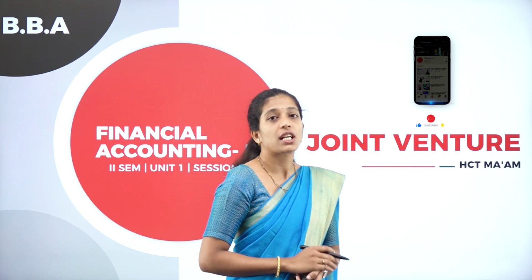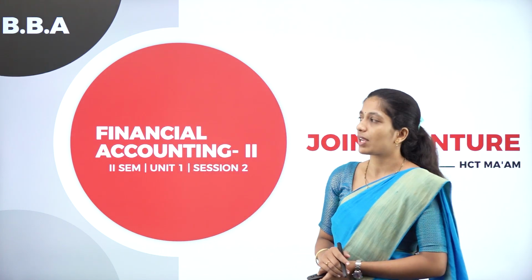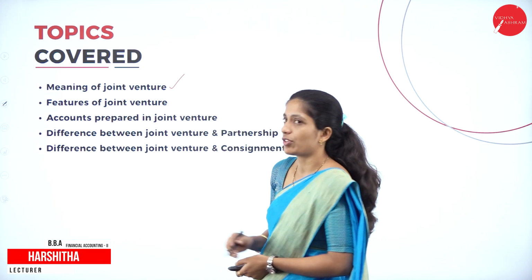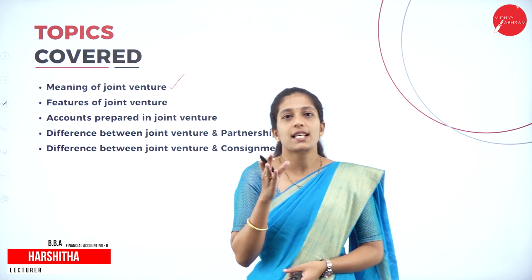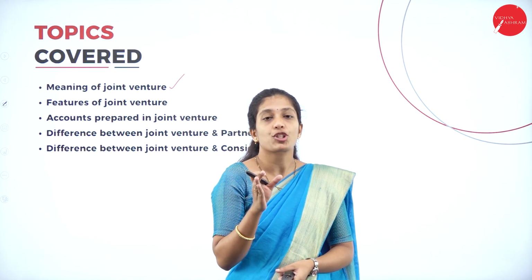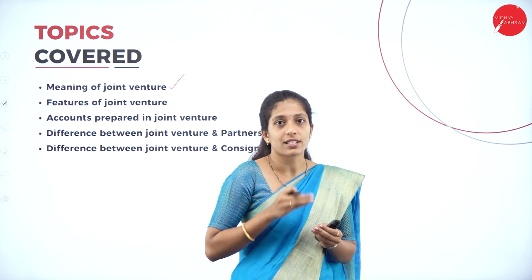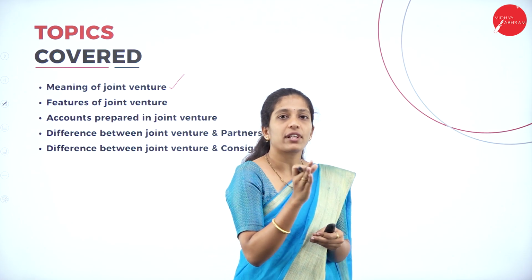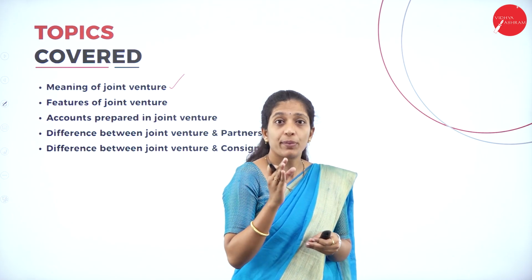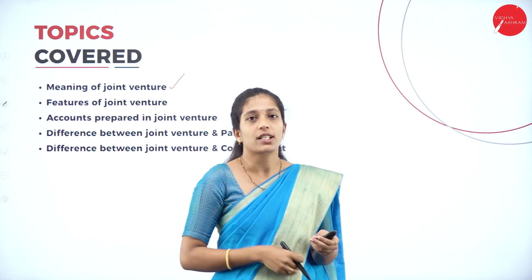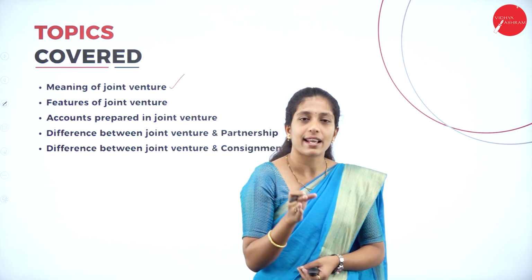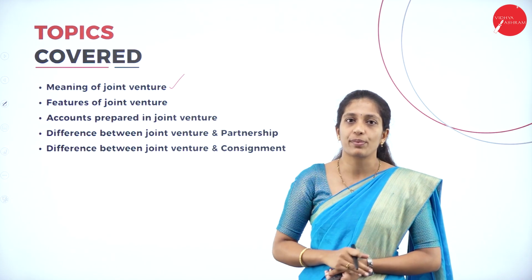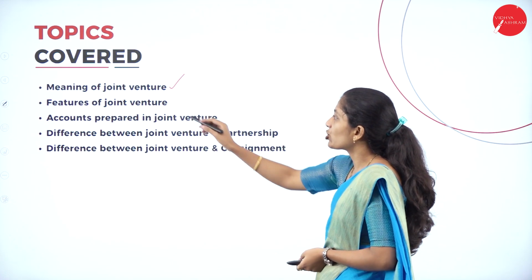So my dear students, now we shall quickly recall what we have discussed in the previous session. In the previous session, we learned the meaning of joint venture. I told you that joint venture is nothing but a temporary partnership where two or more parties come together and undertake a particular type of business activity, and after the completion of that activity or a particular period, the joint venture comes to an end. I gave an example and explained the meaning of joint venture in detail in your previous session. Next, what are the features of joint venture?